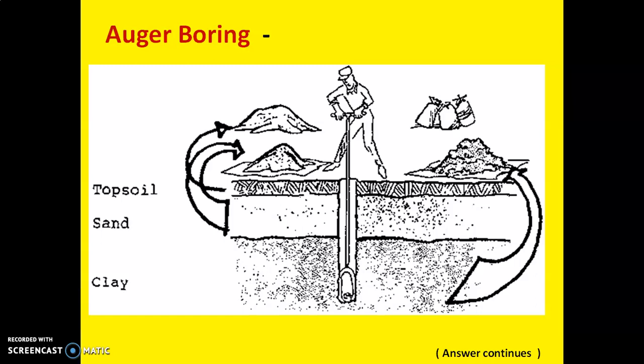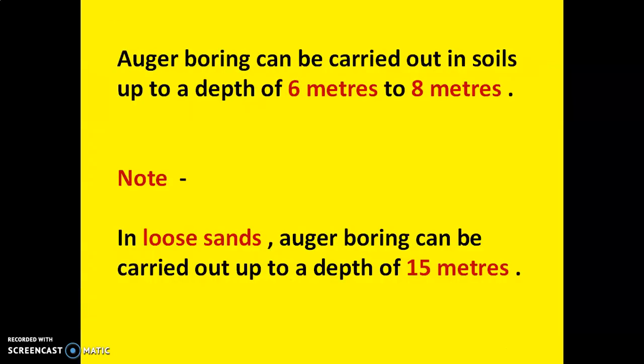It can be drilled even through sand and can reach up to the level of clay. Thus, auger boring can be carried out in soil up to a depth of 6 meters to 8 meters. Note: in loose sand, conduct auger boring up to a depth of 15 meters.